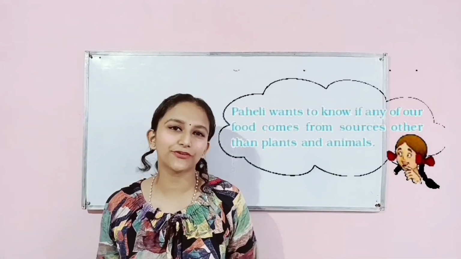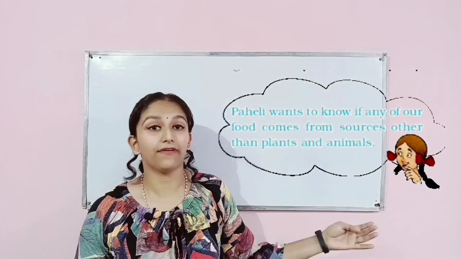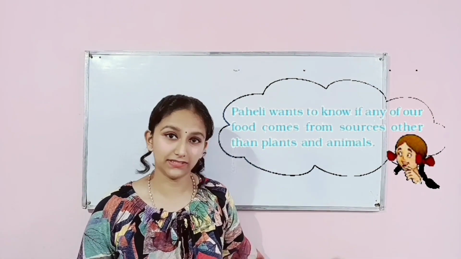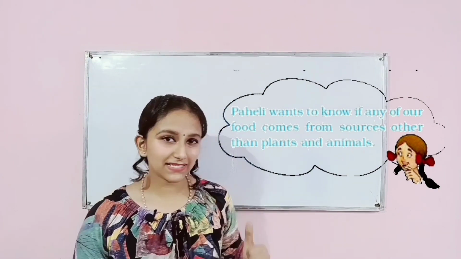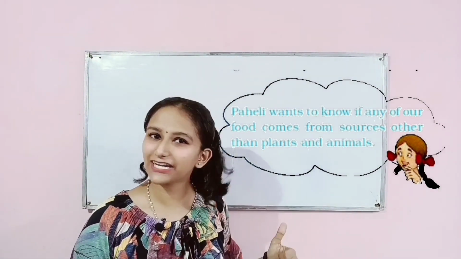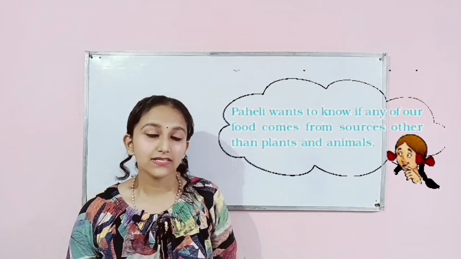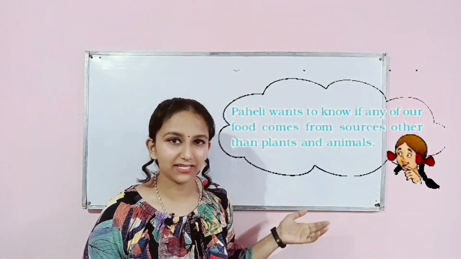We have a question from Paheli here. Paheli wants to know if any of our food comes from sources other than plants and animals. This is a very important question. This might come in your exam as in 1 mark. So the answer is, it is obvious that other than plants and animals, we also take food from insects. Our best example is honeybee.